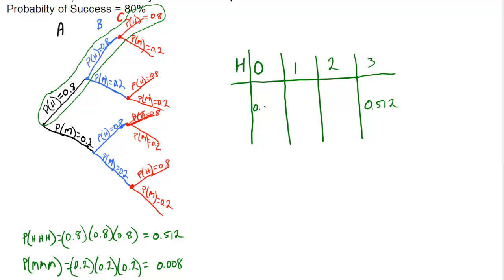So that's 0.008. Now, we need to know the probability of 1 hit. So we've already accounted for the top and the bottom, and maybe I should circle this to get rid of it. That's done. We have 1, 2, 3, 4, 5, 6 other branches to consider. 3 of those are going to give us 1 hit, and 3 of those are going to give us 2 hits. So, what can happen?